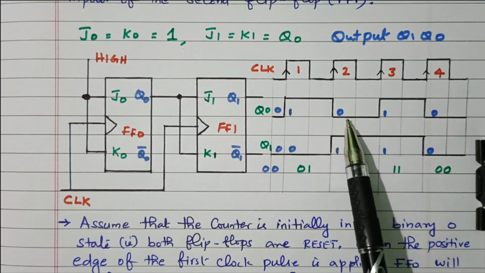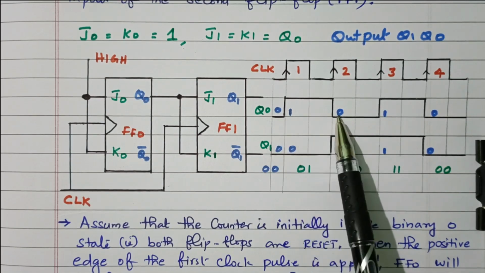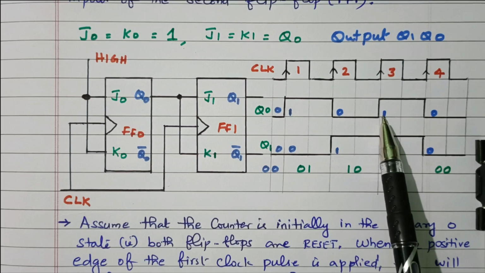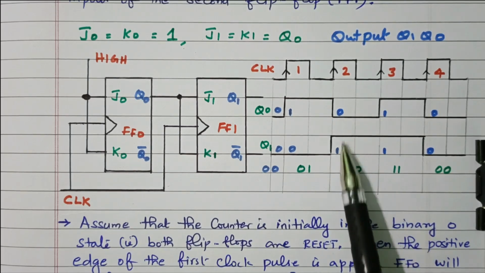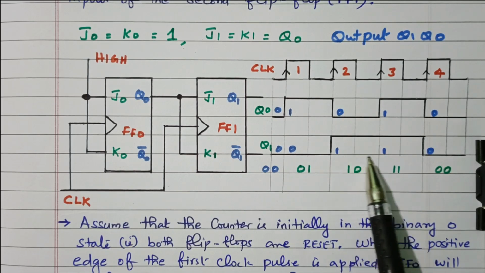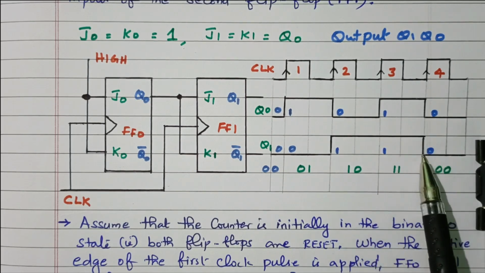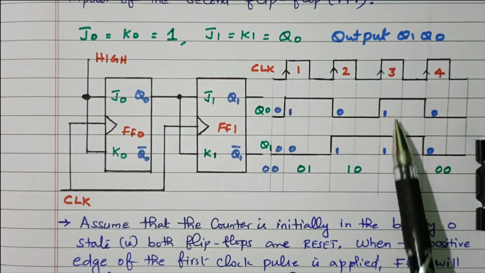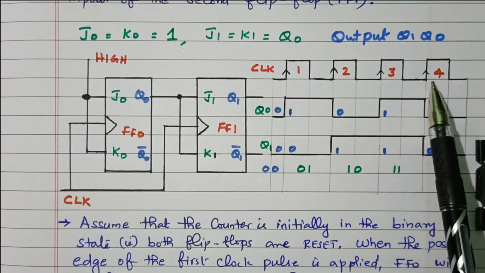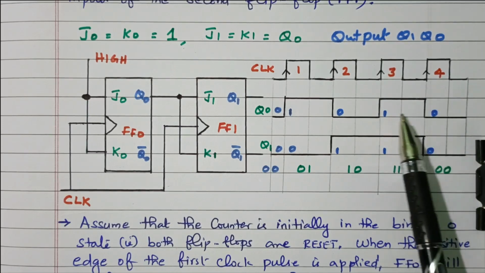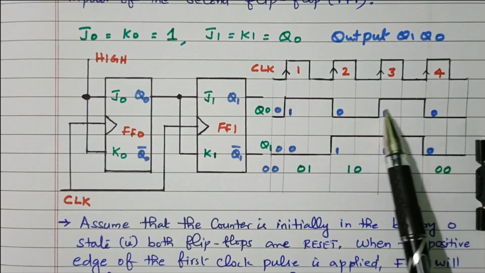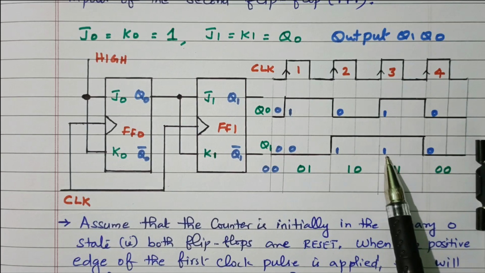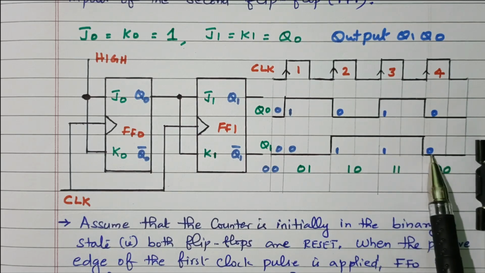When the third clock pulse is applied, again this flip-flop 1 will toggle from 0 to 1. Right. Now this 0 is applied. So due to 0, no change. 1 is maintained as it is until the next positive edge. When it goes to the fourth positive edge, again this output toggles 1 to 0. Due to this 1, the second flip-flop output will toggle from 1 to 0.